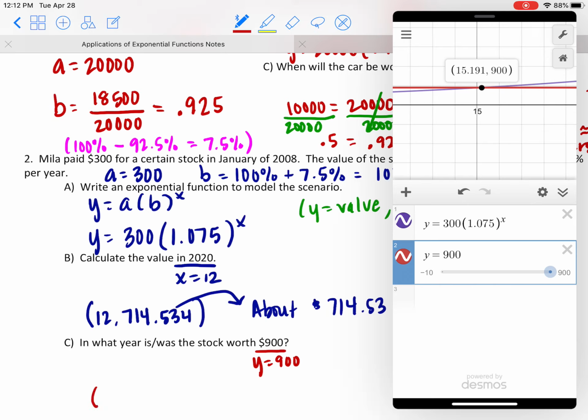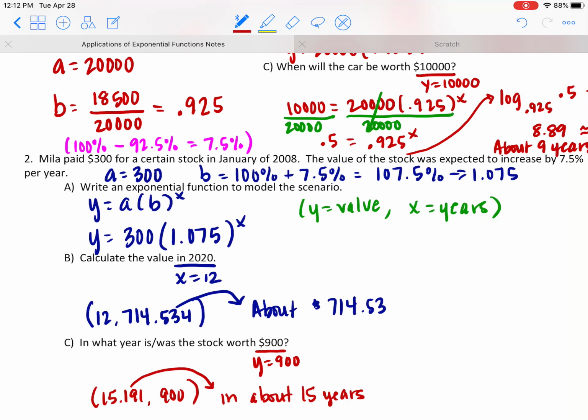And then in what year was the stock worth 900? This time they're giving me a value, a y of 900, and I have to find the x. So now I'm going to put in y equals 900 and find that intersection. And that intersection says 15.191. In about 15 years. So 15 years from 2008, which would be what, 2023?